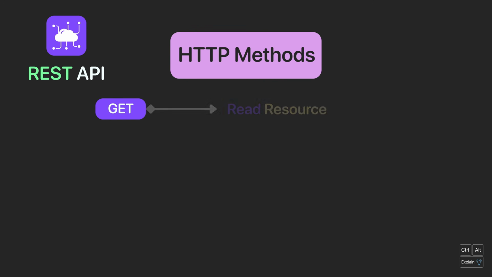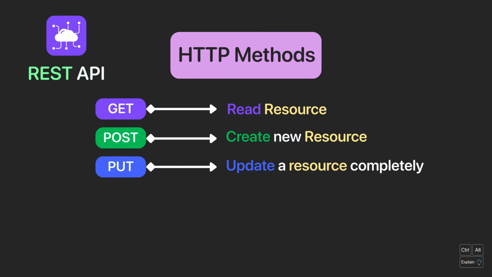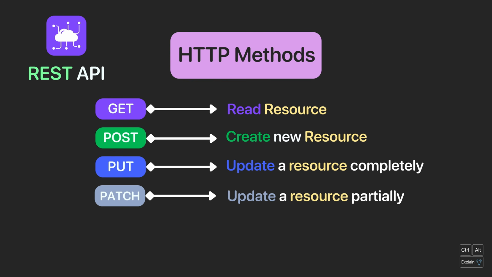The GET method is used to request or read data. For example, get the list of all users. The POST method is used to create something new. For example, create a new user account. And the PUT method is used to update an existing resource completely. PATCH is used to partially update something. For example, update just the user's email instead of the whole profile. And the DELETE method is used to delete a resource.